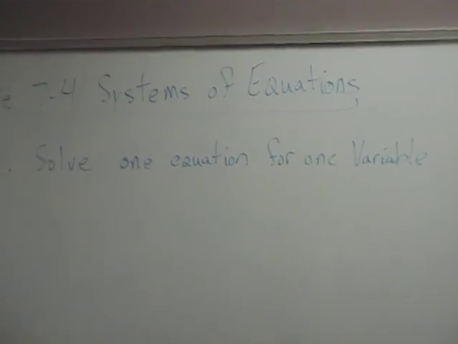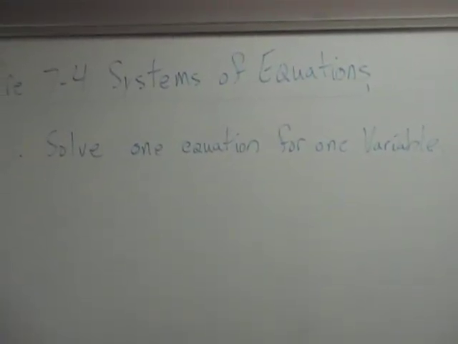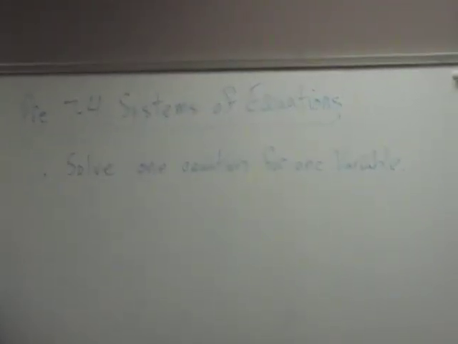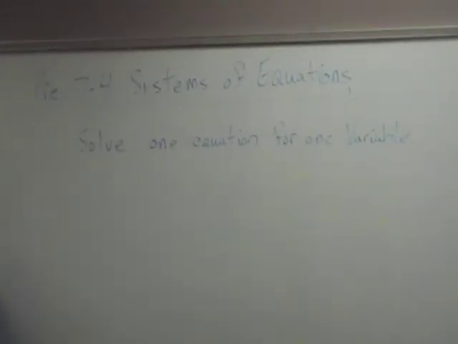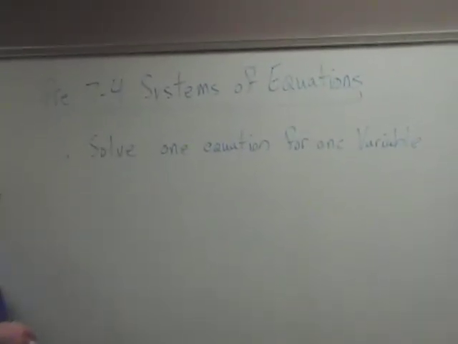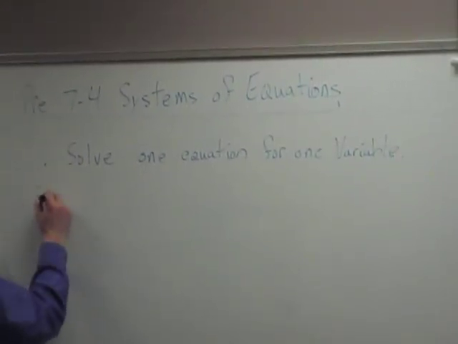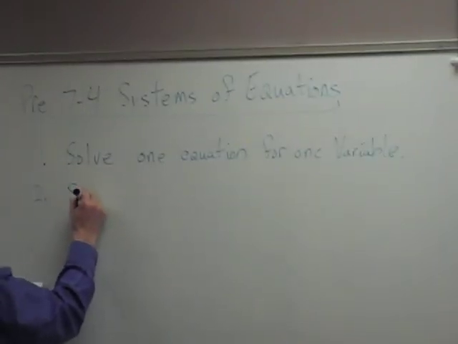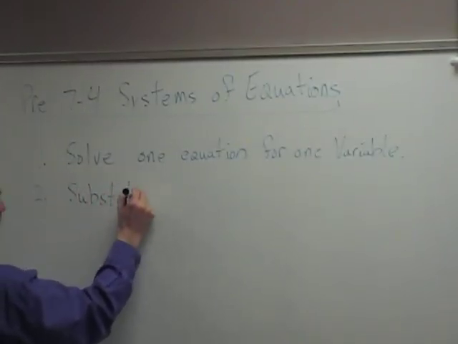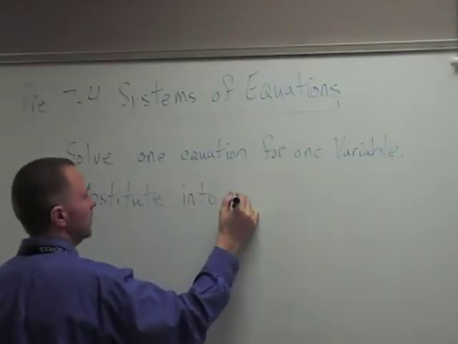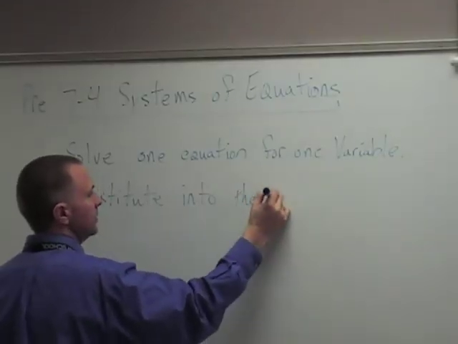There's a couple things we're learning in this section. This process that I'm showing you right now is called substitution. The next process I'll show you is called elimination. Whenever I say solve this system by substitution, you're going to follow this. Step 2 is substitute into the other equation.